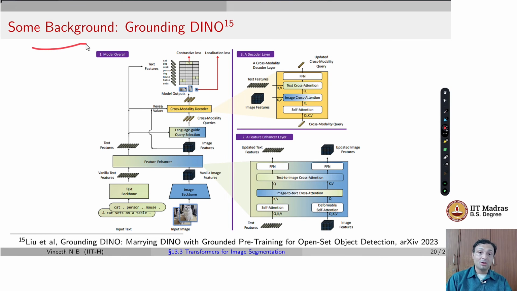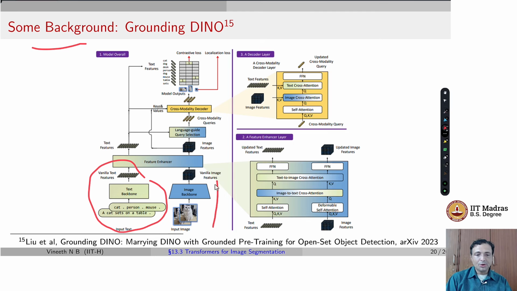Let's first talk about Grounding DINO. Grounding DINO, as we just mentioned, is an extension of DINO. Recall in the previous lecture we spoke about DINO as an object detector. Grounding DINO extends DINO by allowing text prompts as an additional input to the model.